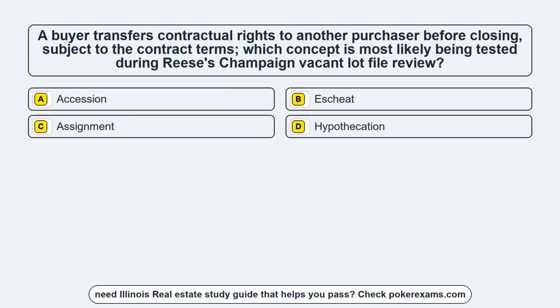Question 19. A buyer transfers contractual rights to another purchaser before closing, subject to the contract terms. Which concept is most likely being tested during Reese's Champagne vacant lot file review? Option A. Accession. Option B. Escheat. Option C. Assignment. Option D. Hypothecation.